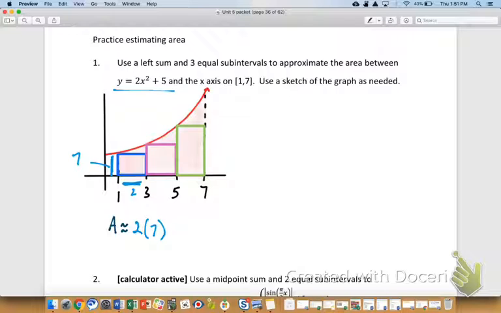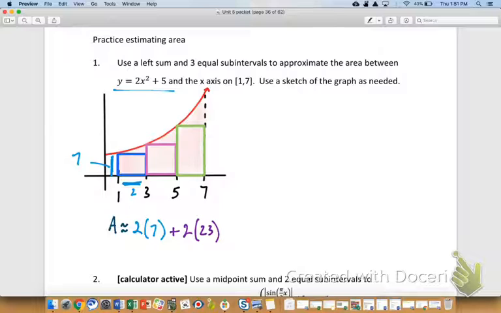Okay, so then for the purple rectangle, what's the base length on the purple rectangle? Well, they're all 2, aren't they? So that's not going to be a very hard one to figure out. But can you tell that the height is going to be different? How would we figure out the height for the purple rectangle? Plug in 3. Okay, so what do we get if I do that? 23. Beautiful.